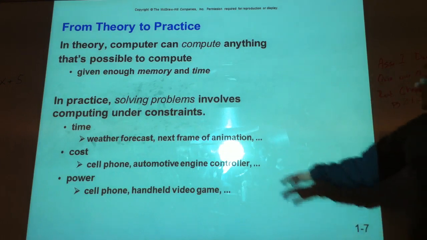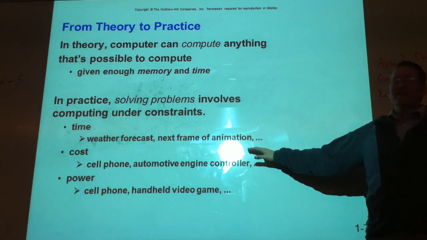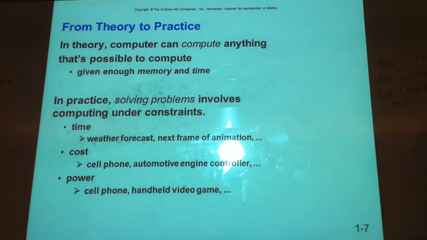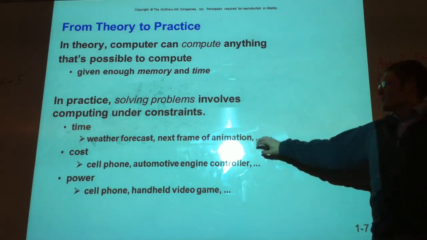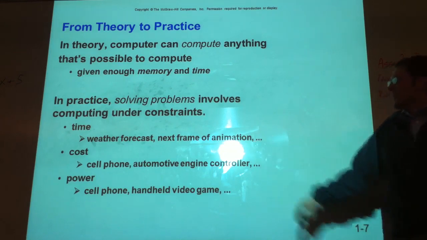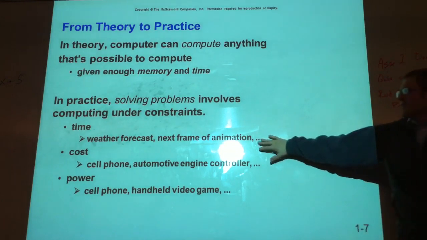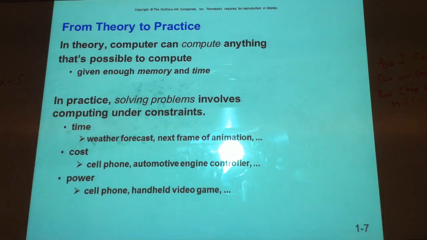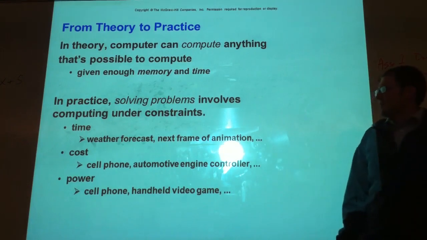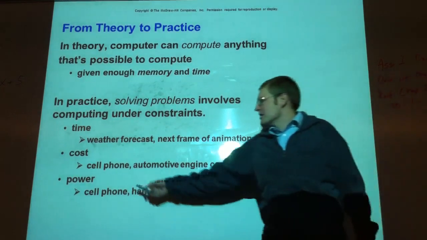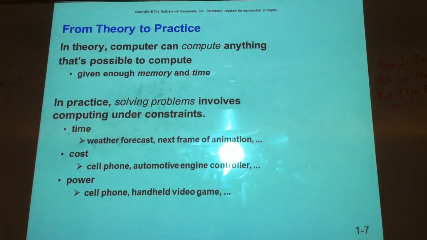Or if you don't get the animation and the voice in sync. I watched a movie this Christmas break, an old school movie, where the voice was not connected with the actor's voice and it was really annoying to watch. So timing is important in that constraint. Cost. Why is cost a constraint for cell phones?